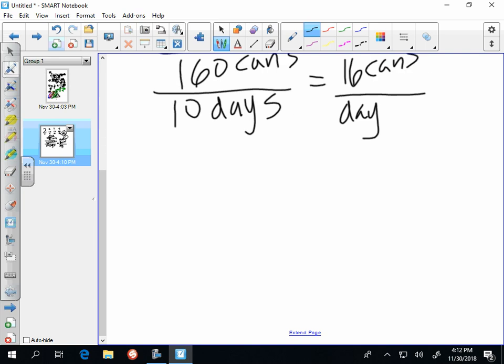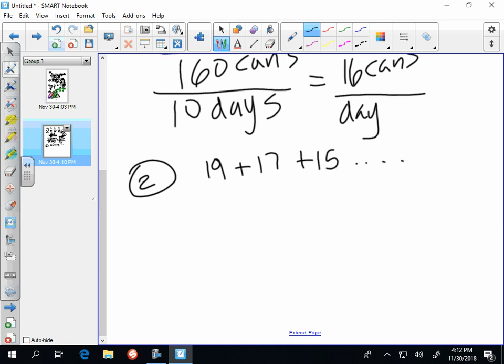Okay, let's look at number 2. Number 2 says a cooking class has 20 spaces available for each daily lesson. Data shows that 19 people attended the first session, 17 attended the second session, and 15 people attended each of the remaining sessions. Okay, so we had 19, and then we had 17, and then we had some number of 15. But when we divide it by the number of sessions, it tells me that the average was 16 people.